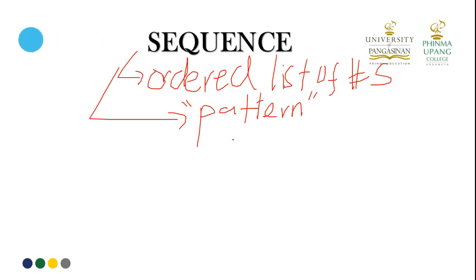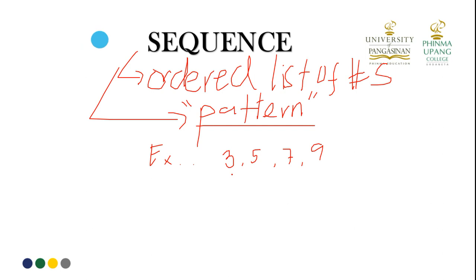If you're going to follow the definition, for example, we have 3, 5, 7, and 9. So as you can see, mayroon po tayong ordered list of numbers, which is 3, 5, 7, and 9, and meron siyang pattern na tinatawag. So if you're going to observe the numbers 3, 5, 7, and 9, it follows a certain pattern, which is the common difference. And what is the common difference of our first example?